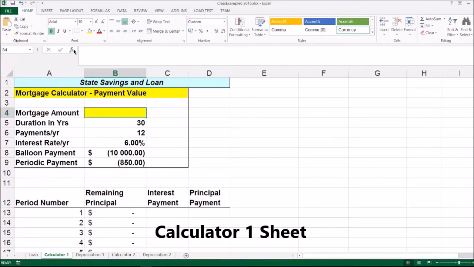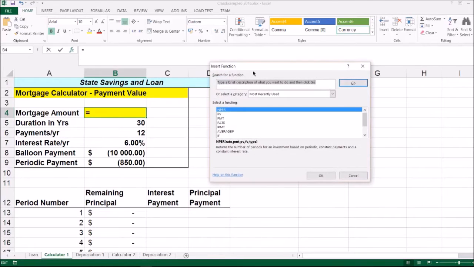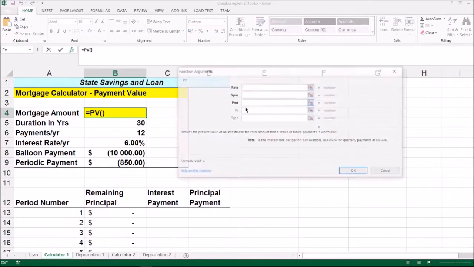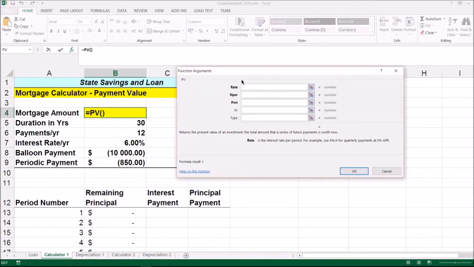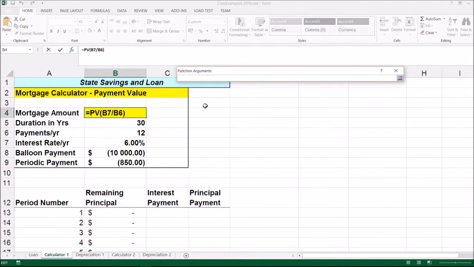So now we're going to calculate the mortgage payment on the next sheet, which is calculator 1. And to calculate the mortgage payment, use the present value function. Once again, we're working with the rates and everything we worked with in the previous sheet. Remember to divide your interest rate per year by your payments per year to get the rate. And then to get the number of payments, you need to multiply the payments per year with the duration of the loan in years.